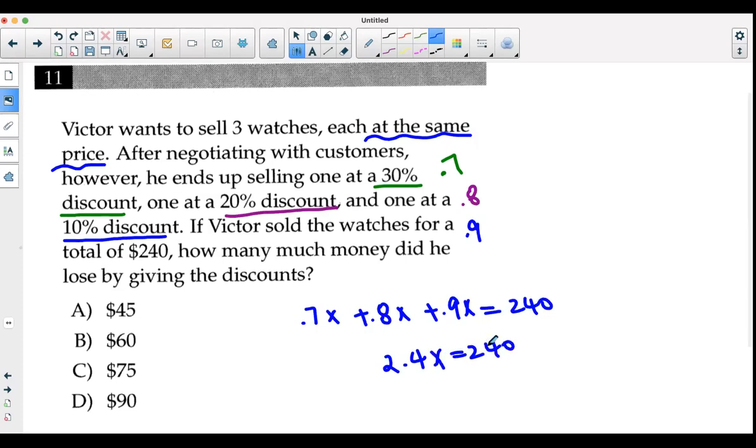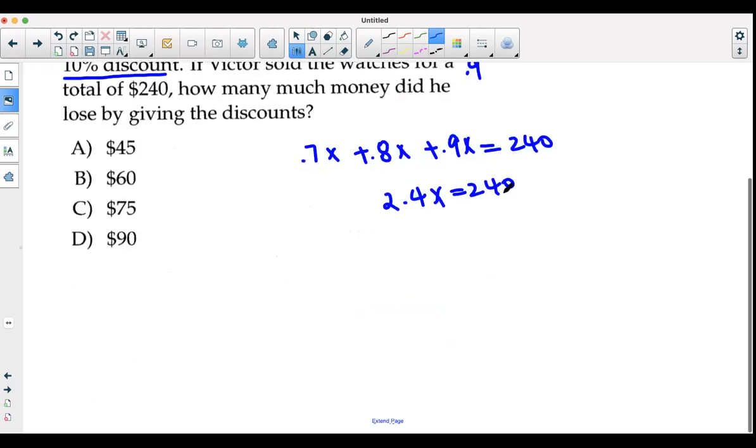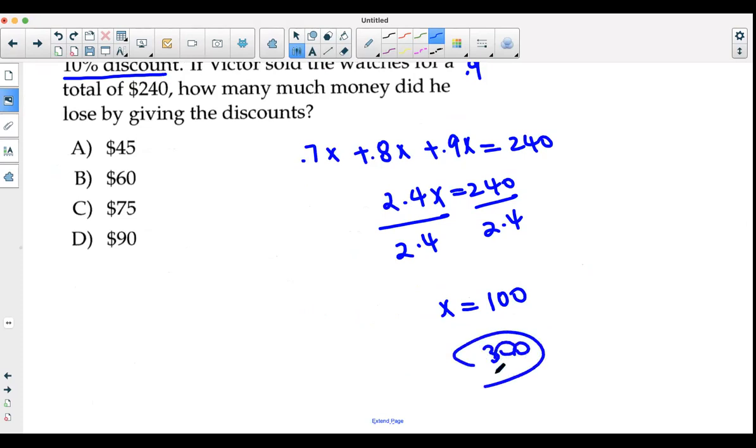240. Oh, wait a minute, guys. 24 is kind of nice. When I divide by 2.4, what's the value of x, guys? x will be equal to 100. Since it's 100, by selling 3, I would have gotten what? A total of $300. But I only have $240. So what's the discount? The discount would have been 60.